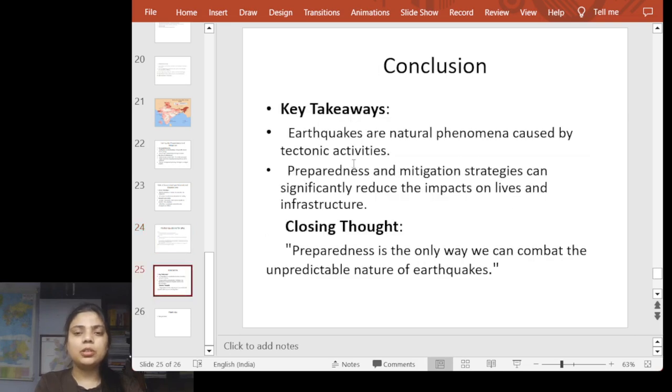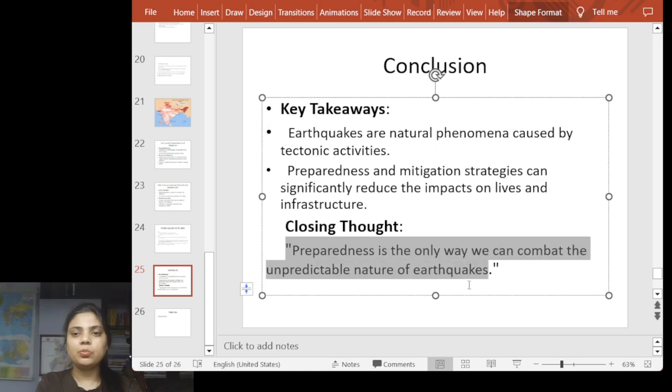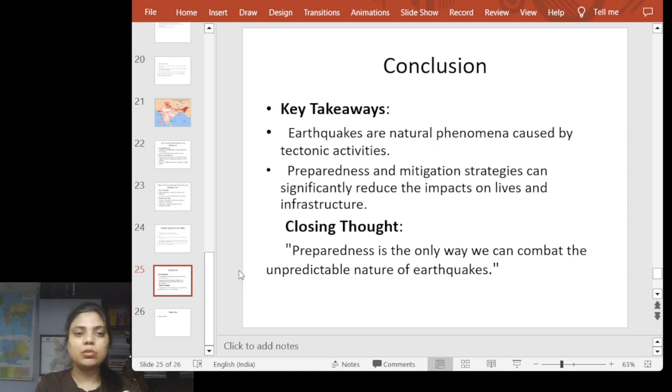If I talk about the conclusion, the most important point which I would like to refer you to is this: preparedness is the only way we can combat the unpredictable nature of earthquakes. What is the most important thing? We know it is going to happen. If we are living near a region in seismic zone 5, we know there is a high possibility of earthquake. So what measures can we take?